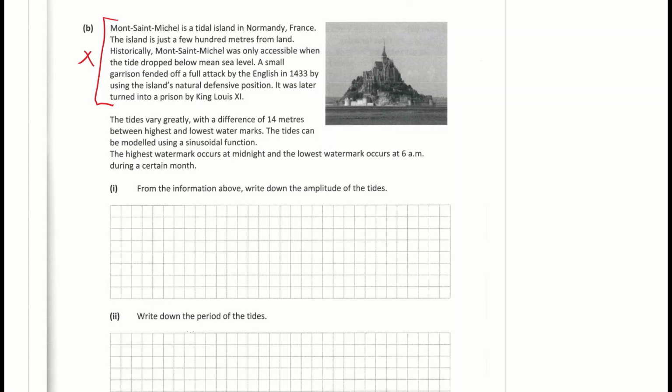It's telling us that the tides vary greatly, with a difference of 14 meters between the highest and lowest. So that's telling me it's basically going up 7 and down 7. And the highest water mark occurs at midnight, and the lowest water mark is at 6 a.m. From this information, write down the amplitude of the tides.